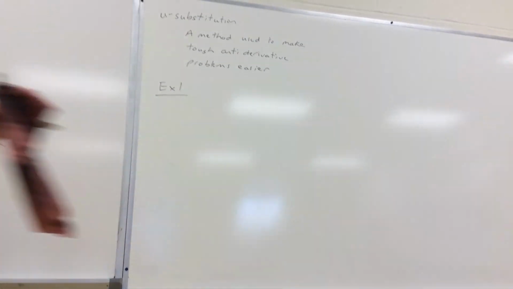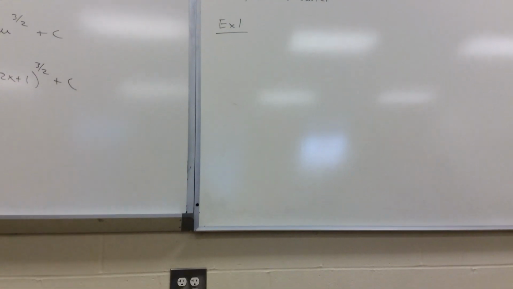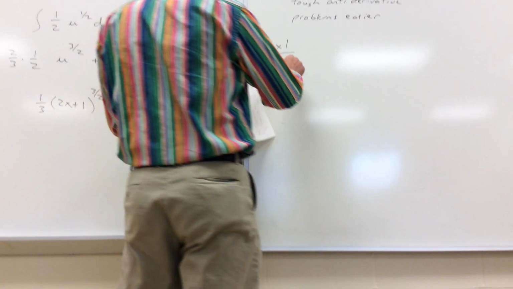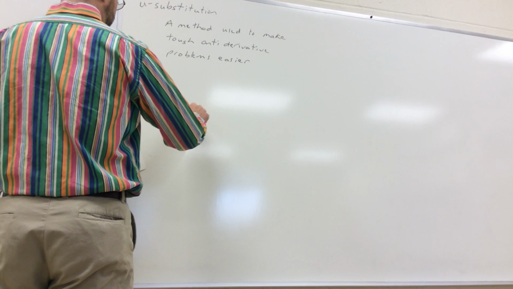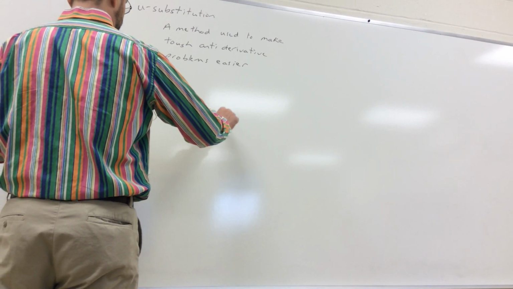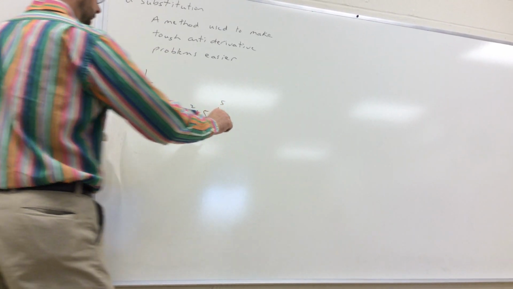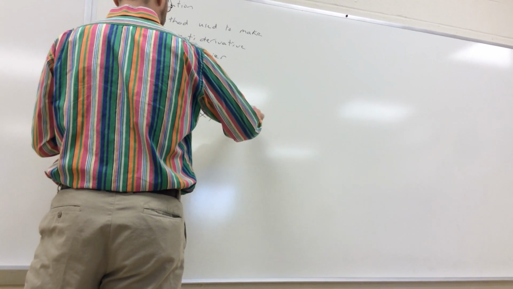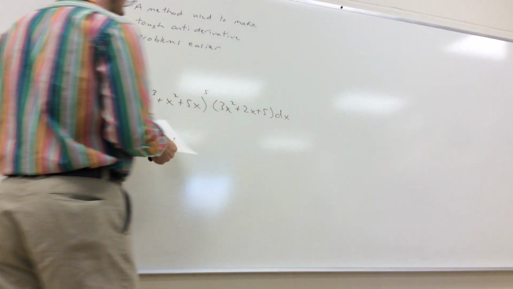Okay, so the next one is the antiderivative of x cubed plus x squared plus 5x to the 5th power times 3x squared plus 2x plus 5 dx.